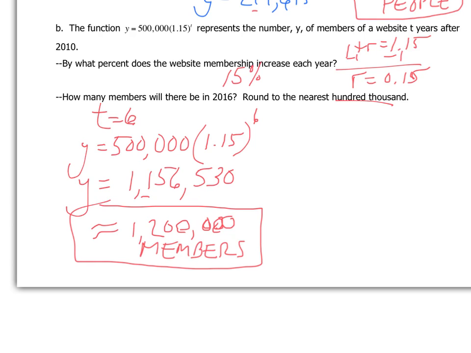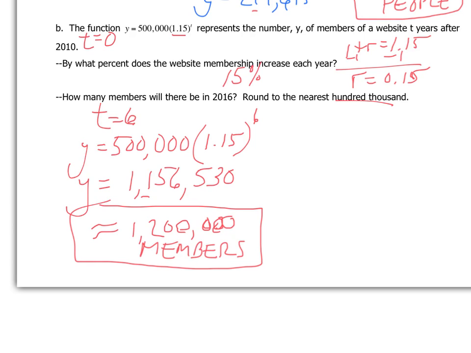So for this problem, we have the function y equals 500,000 times 1.15 to the t power, representing the number y of members of a website t years after 2010. So again, 2010 is where t is 0. What percent does the website membership increase each year? Well, again, we would use the growth factor of 1 plus r. It equals 1.15. So I can solve for r to get r equals 0.15, which we know is the decimal version of 15%, which means that the membership is increasing 15% each year.